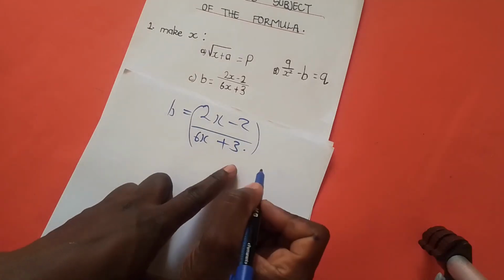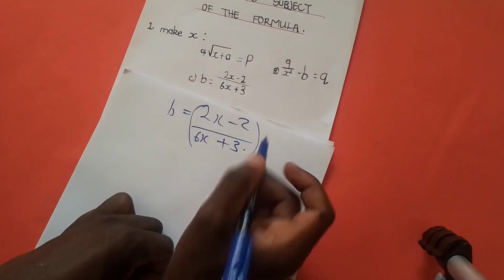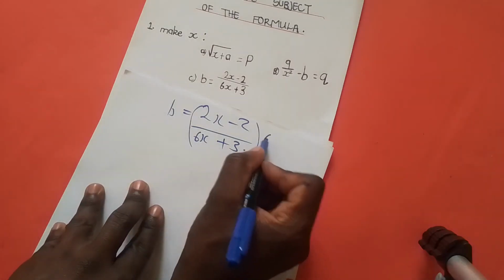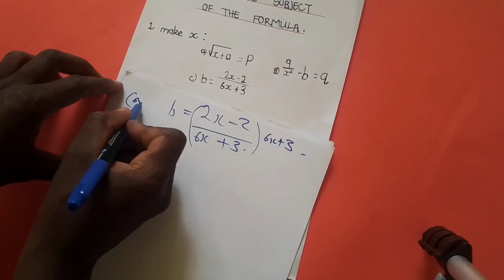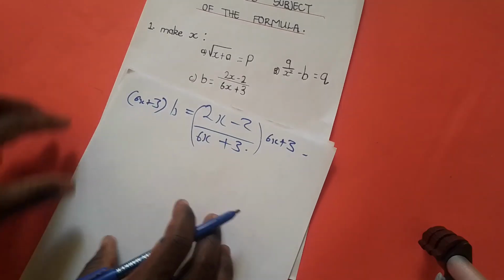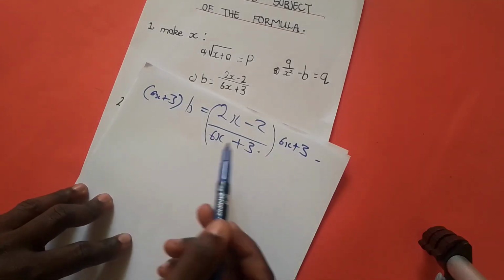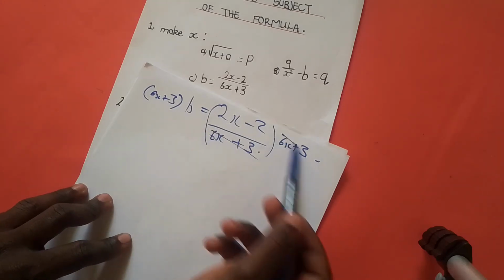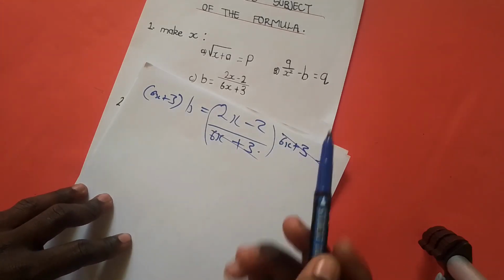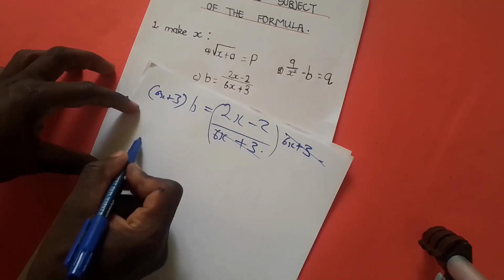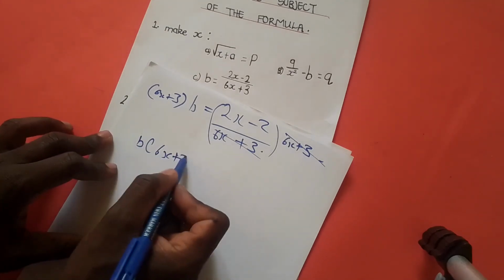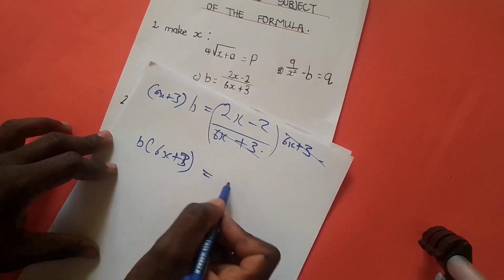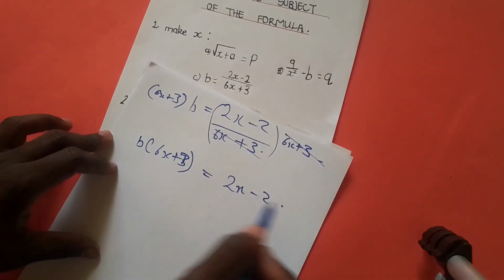The denominator is 6x plus 3. So we multiply the left-hand side of the equation by 6x plus 3, right? I hope this is clear. So 6x plus 3 will cancel out 6x plus 3, leaving us with b bracket 6x plus 3 equal to 2x minus 2.